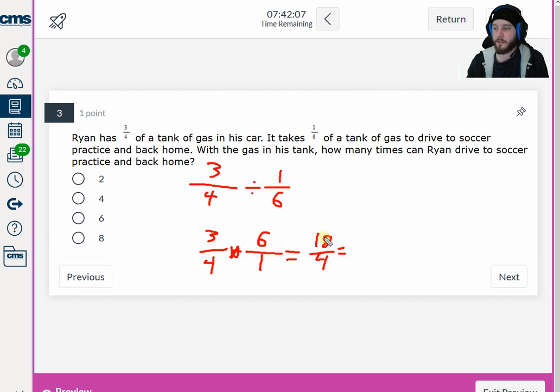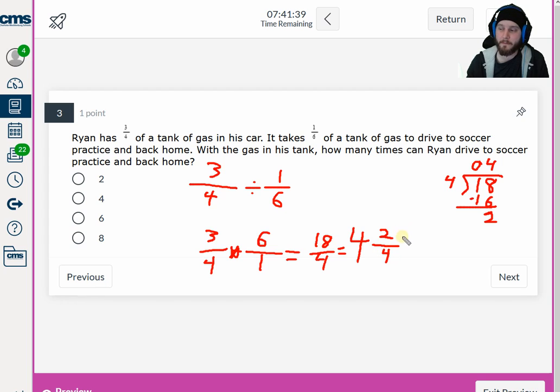So 4 goes into 18, and I'll write it out over here in case you are having trouble visualizing it. 4 goes into 18 4 times. That becomes my big number. And we subtract 18, because 4 times 4 gives me 16. And it gives me a remainder of 2. And my denominator is still 4. So in actuality, how many times can he drive back and forth? Well, he can drive back and forth 4 2/4 of a time.